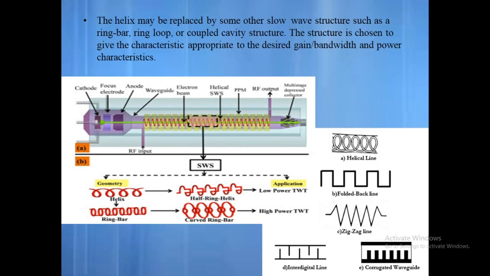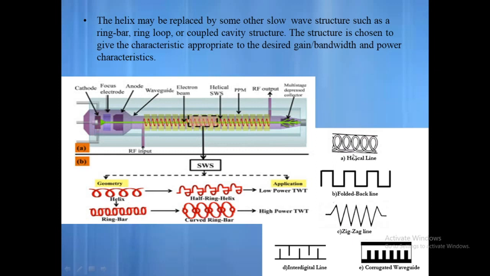Next, the helix may be replaced by some other slow wave structures such as ring bar, ring loop, or coupled cavity structure. The structure is chosen to give the characteristics appropriate to the desired gain, bandwidth, and power. So here we show that it is a helical type, a ring bar type, half ring helix, curved ring bars, etc. So based on the usage of power, we can use them. Means at low power traveling wave tubes we can use this. Next, at high power traveling wave tubes we can use this.